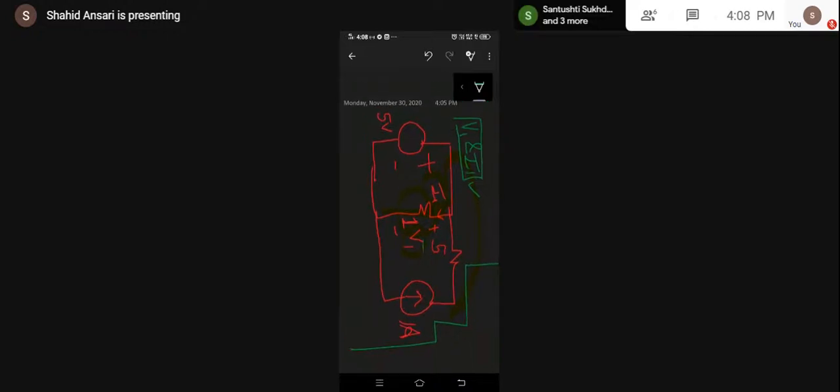Here, our target is to find out the value of V1 and I1. It's simple logic. V1 equals 5 volt, since these two are in parallel. So what would be the value of I1? I1 equals 5 divided by 1, which is 5 ampere.